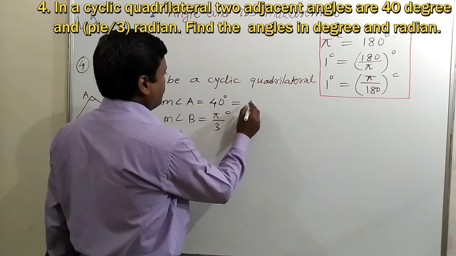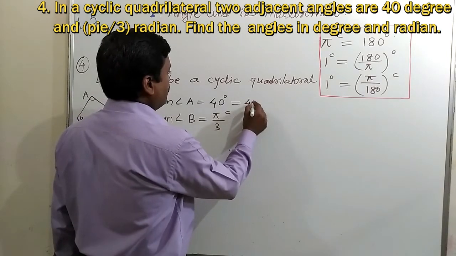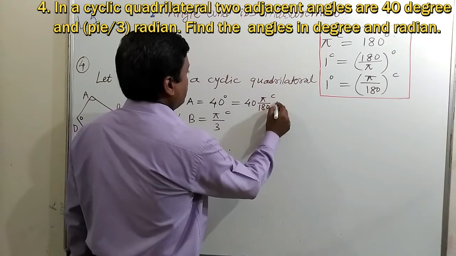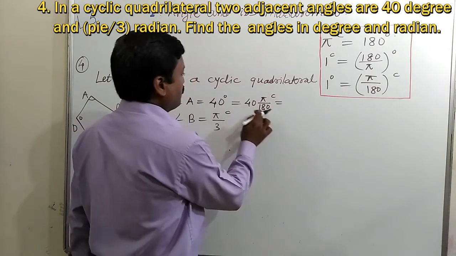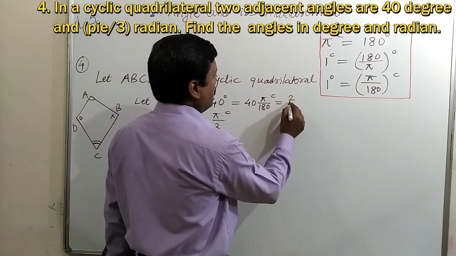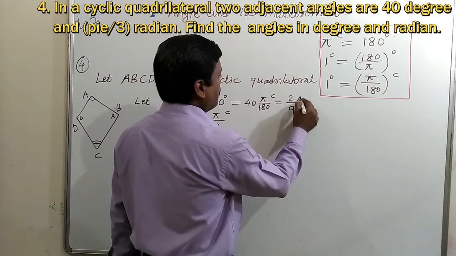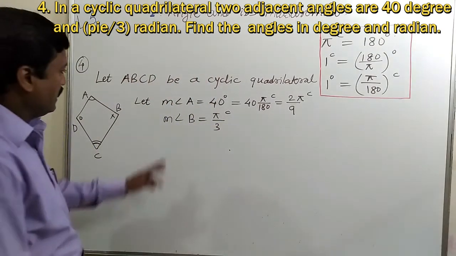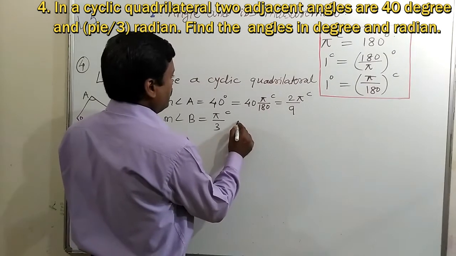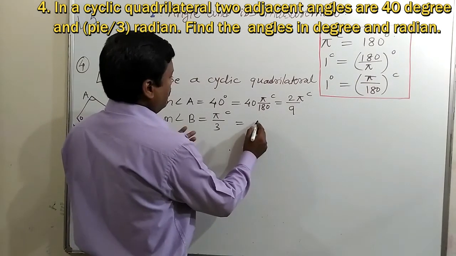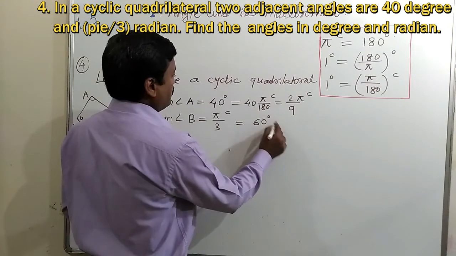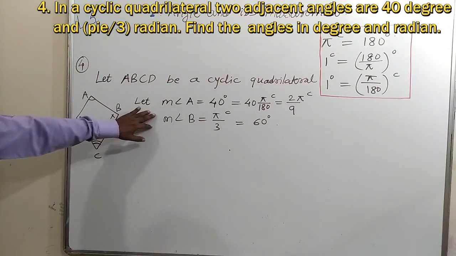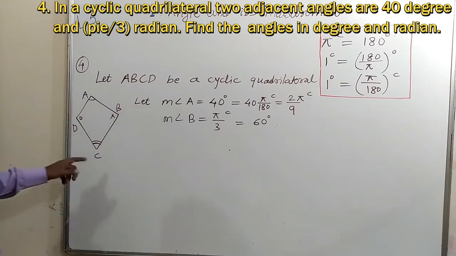We can easily convert this 40 degree into radian, that is 40 into pi by 180 radian, and it is equal to, cancelling 0, 4 by 18 is 2 by 9. So we get 2 by 9 times pi radian. That is our measure of angle A. Now angle B, pi by 3 is nothing but, directly we can write, it's equal to 60 degree. Okay, so these are A and B. Now remain to find C and D.